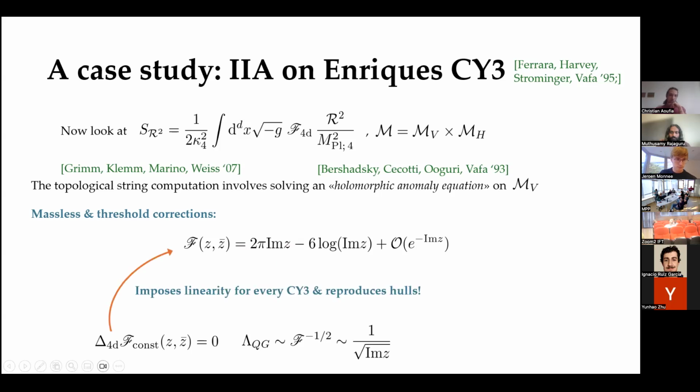Great. So now one can play the same game that we did in type IIB. We impose the Laplace equation and we provide an ansatz compatible with both the distance conjecture and by switching off axions. If one does this, one gets that the coefficient at large saxion must be linear for every Calabi-Yau threefold, and thus we reproduce this asymptotic behavior together with the whole theory.